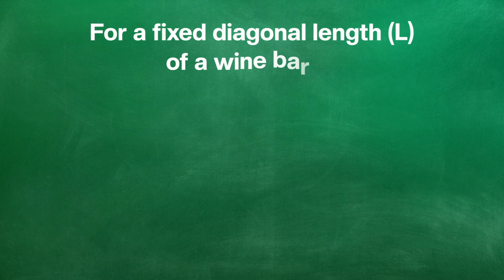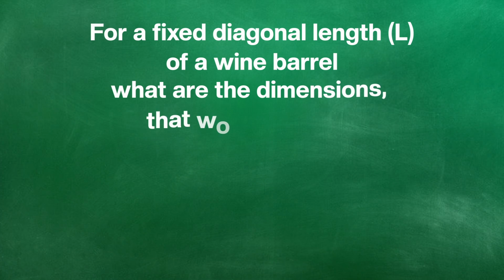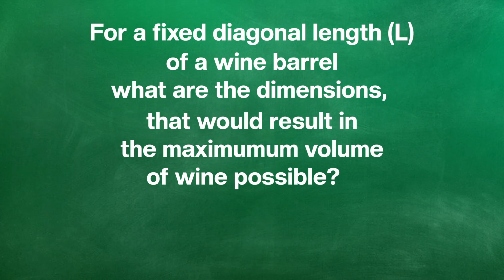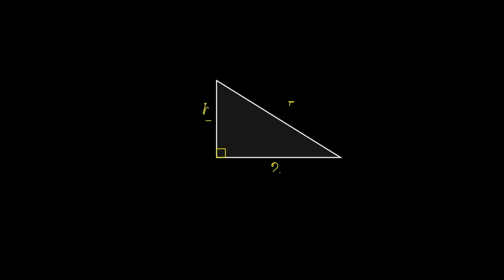This led Kepler to the question, for a fixed diagonal length L, what are the dimensions, the height, and diameter that would give the maximum volume of wine possible? To solve this, Kepler modeled the scenario algebraically, in terms of a single variable. Through the use of Pythagoras' theorem, Kepler related radius, height, and length as follows.